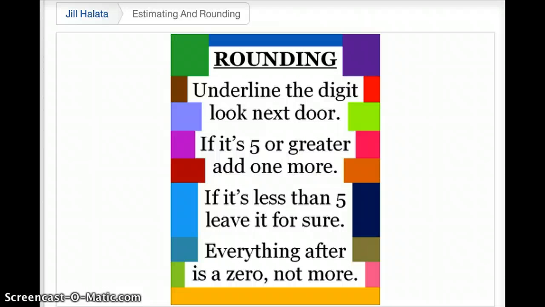Okay, so here's a quick little rhyme to help you remember. Remember, underline the digit, look next door. If it's 5 or greater, add 1 more. If it's less than 5, leave it for short. Everything after is 0, not more.